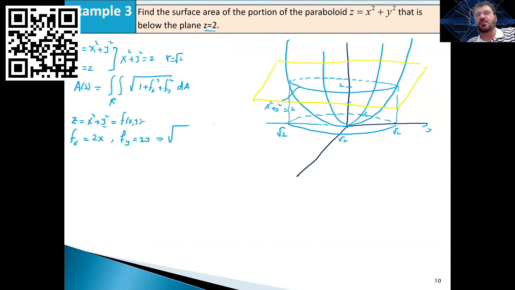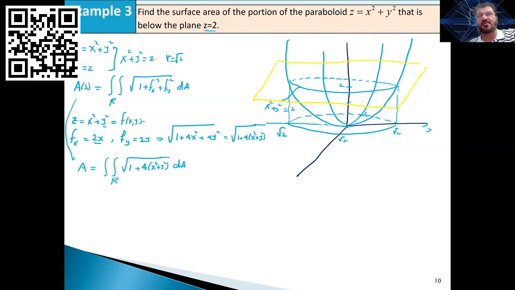So this implies that the square root of this is 1 plus, if I square this one, I get 4x squared, and you square the other one, it is 4y squared, and you can write this one as 1 plus 4 times x squared plus y squared. I can take the 4 out. Nice. So what do we have? So now the surface area is the double integration of the square root of 1 plus 4 times x squared plus y squared dA over R.